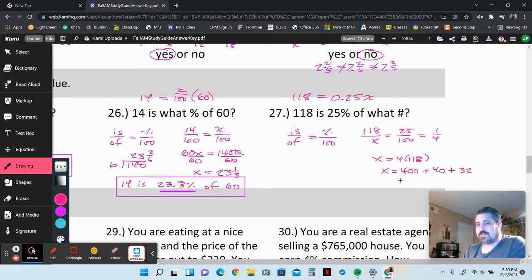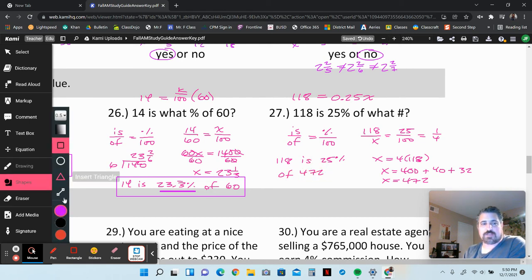And if I add all that together, I'm going to get my answer, which happens to be 472. So the correct answer here would be that 118 is 25% of 472. And when I'm checking my answer for reasonableness, I know how to do 25% with a benchmark.